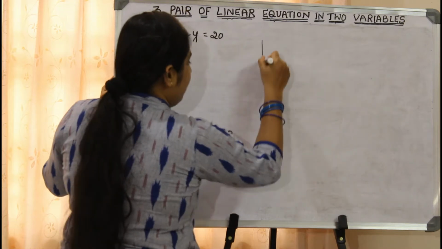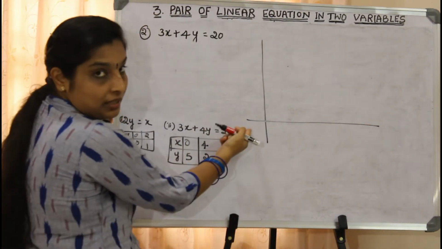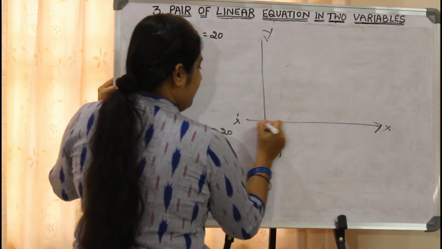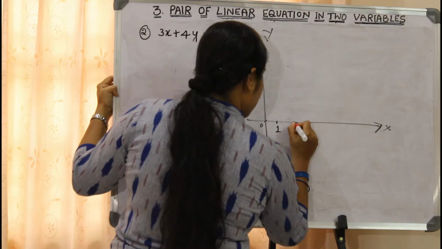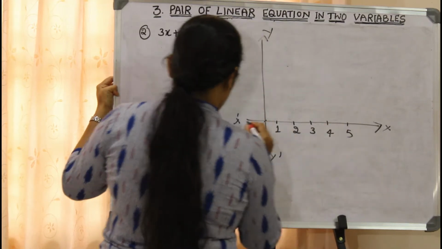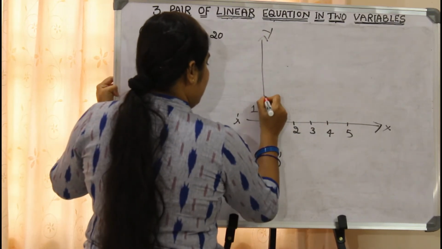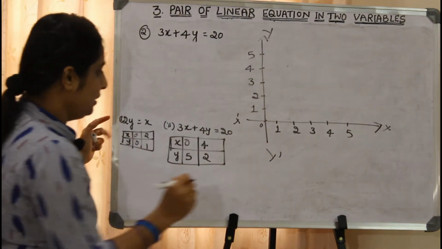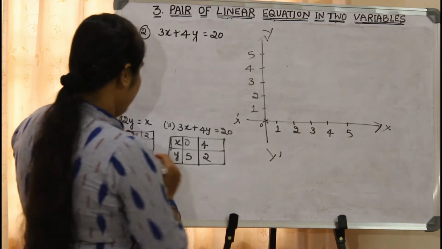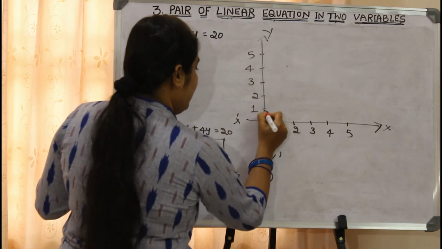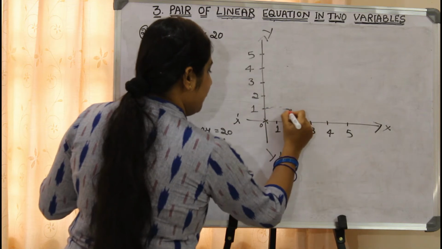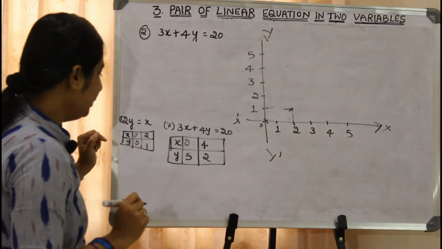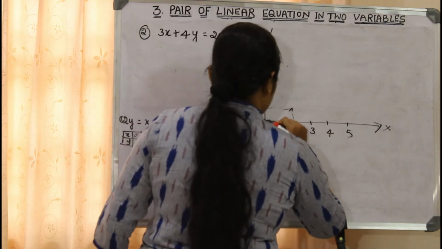So now I have to draw the graph. Since I don't have any minus values, I am just taking from here. You know this is the x axis, this is the y axis, y dash, x dash, and then 0. We take 1, 2, 3, 4, 5 here, and 1, 2, 3, 4, and 5 here. The first value for this equation is 0, 0. So the first point is this 0, 0, and the second point is x is 2 and y is equal to 1. So it will be somewhere here.